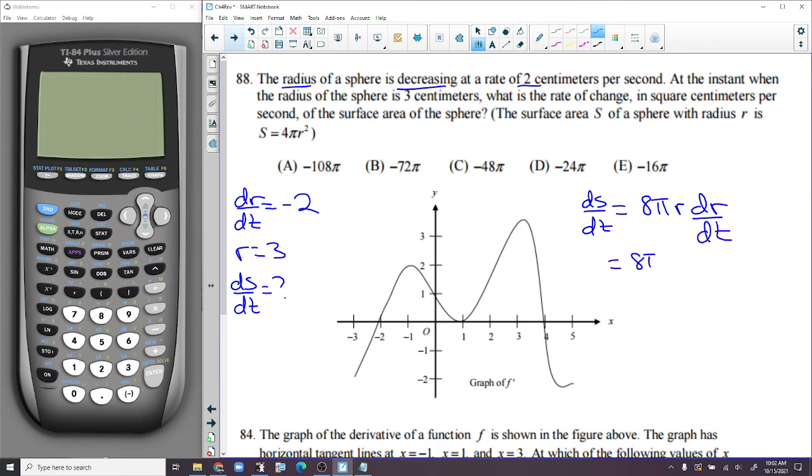All right, so take the derivative, 8 pi r dr/dt. So 8 pi times the radius is 3, and dr/dt is negative 2. So 6 times 8 is 48. So negative 48 pi. They're nice to you. They made them all negative. So I would imagine the common mistake would be a positive 48 pi, not having dr/dt as a negative. But they're nice to you.